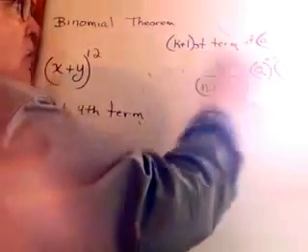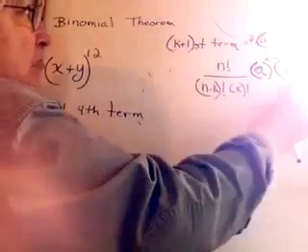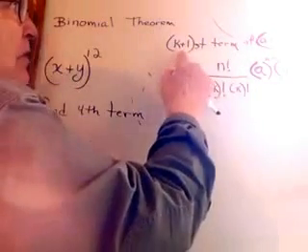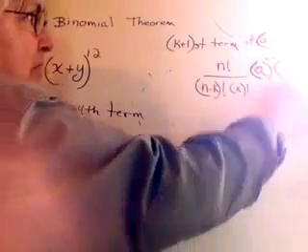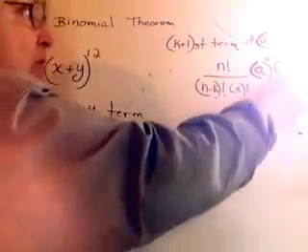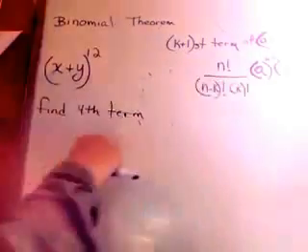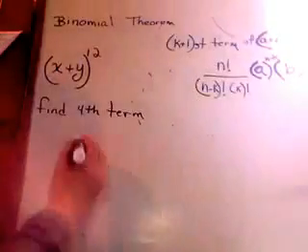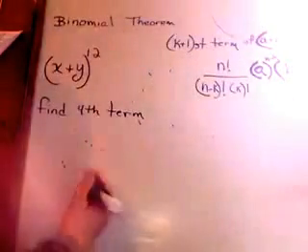and that's always to the one less. If I want the k plus first term, I do b to the k. If I want the 10th term, I do b to the 9th. If I want the 15th term, I do b to the 14th. So that is always one less. And that's basically what I use in remembering the binomial theorem.